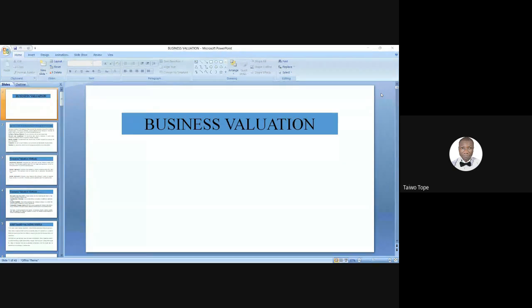Yes. So business valuation involves the process of determining the worth of a business, or the process of determining the worth of a company's share. Now, when you want to determine the net worth of a business as an accountant, what are the variables you have to look out for in your statement of financial position?